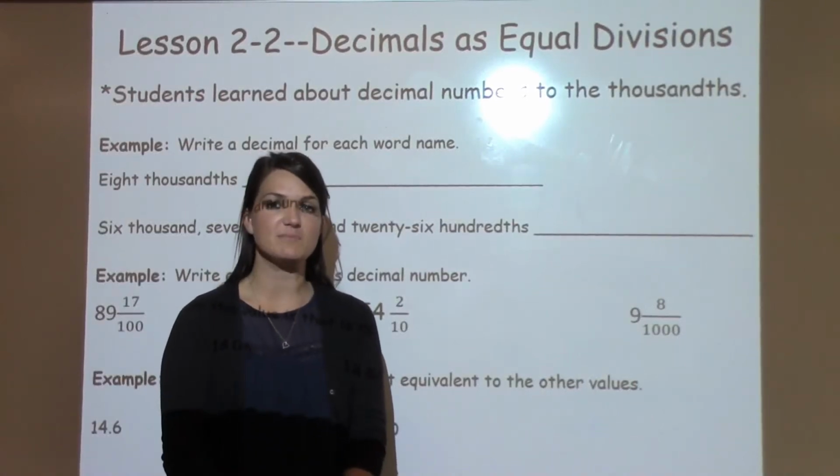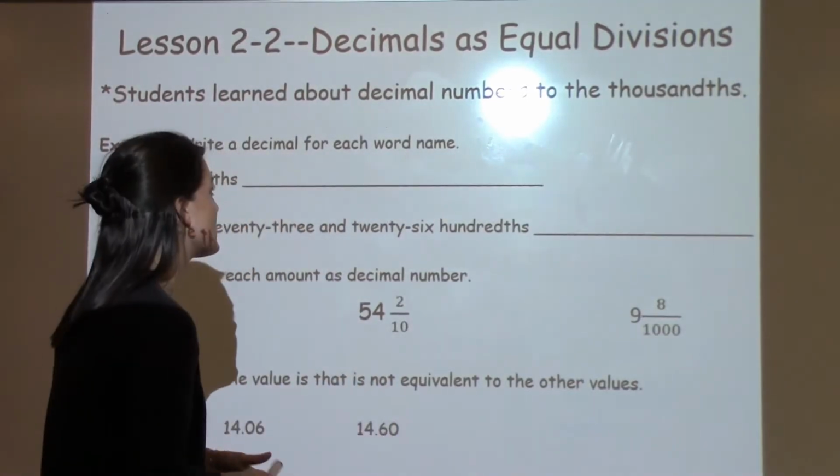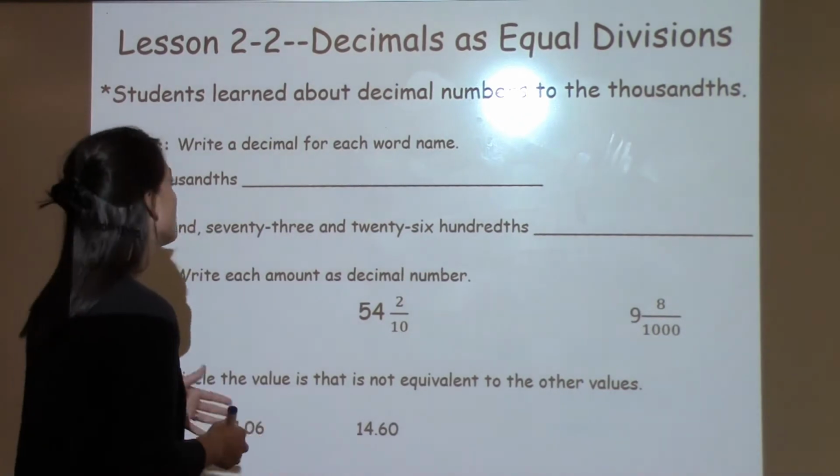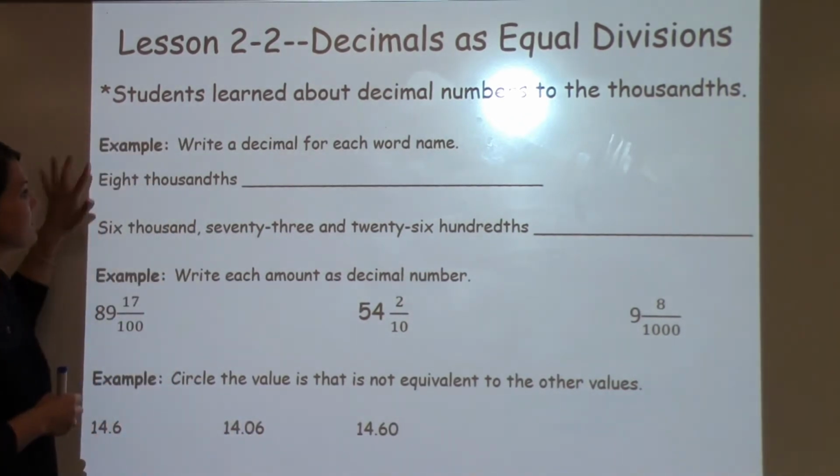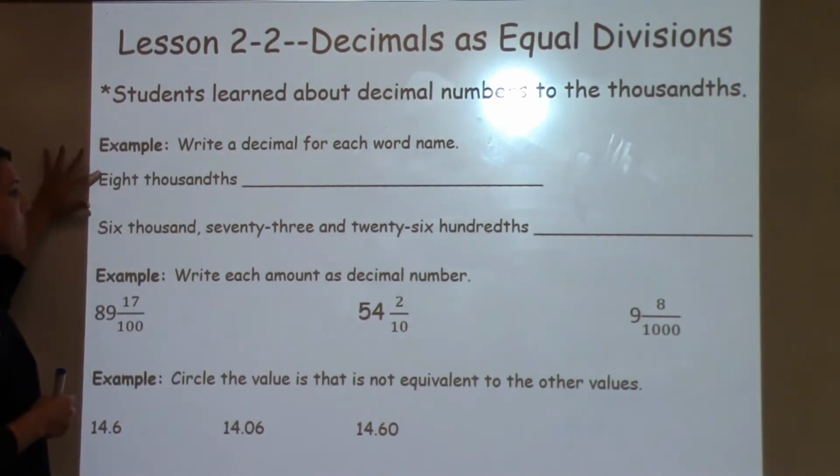Welcome to 2.2's Math Moment. Today students learned about decimal numbers to the thousandths. We're going to look at a couple different examples. The first one says to write a decimal for each word name.